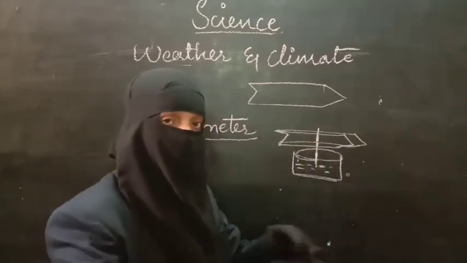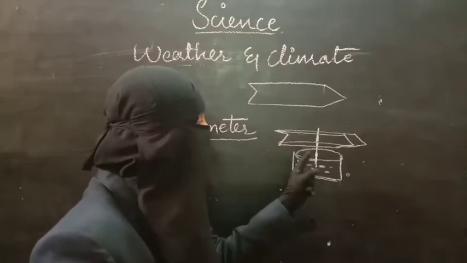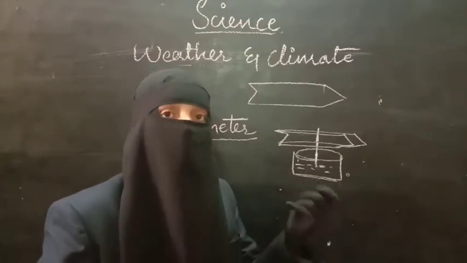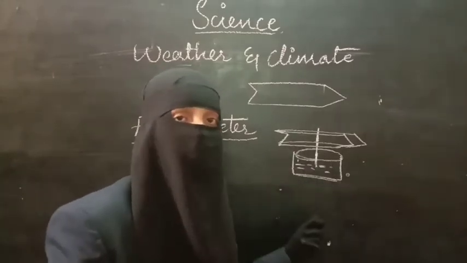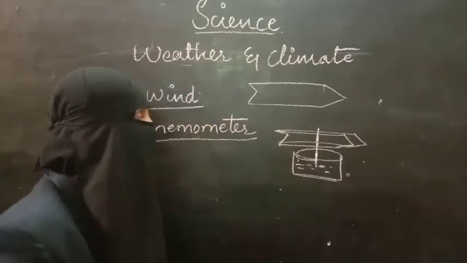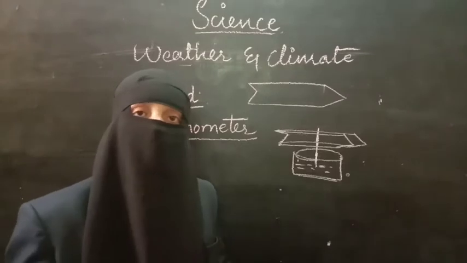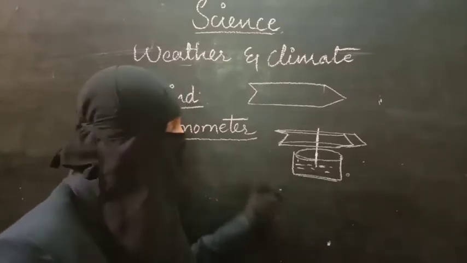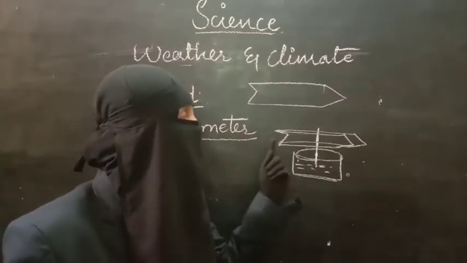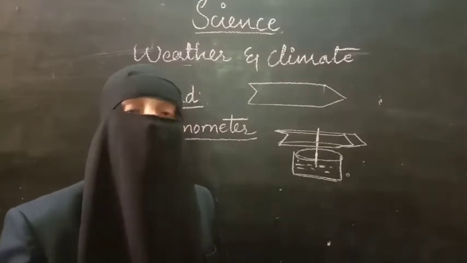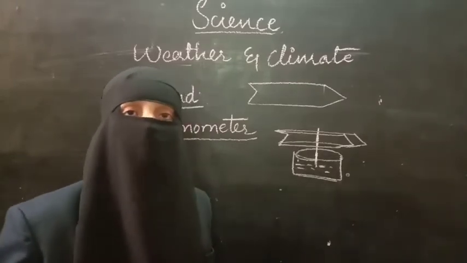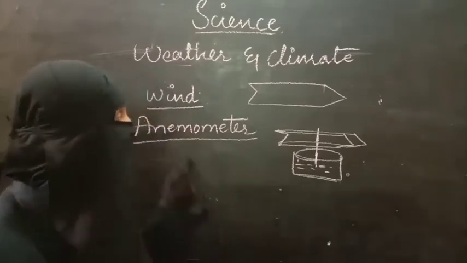In this way you have to fix the cardboards, and you have to be careful that the cardboard and the container should be far from each other, so that when the wind blows, this arrow is able to move and rotate easily. So this is our apparatus. Now you have to keep this apparatus in an open area where the wind is blowing. Then we will observe the arrow start moving, and based on its head and tail we can find out the direction of the wind.